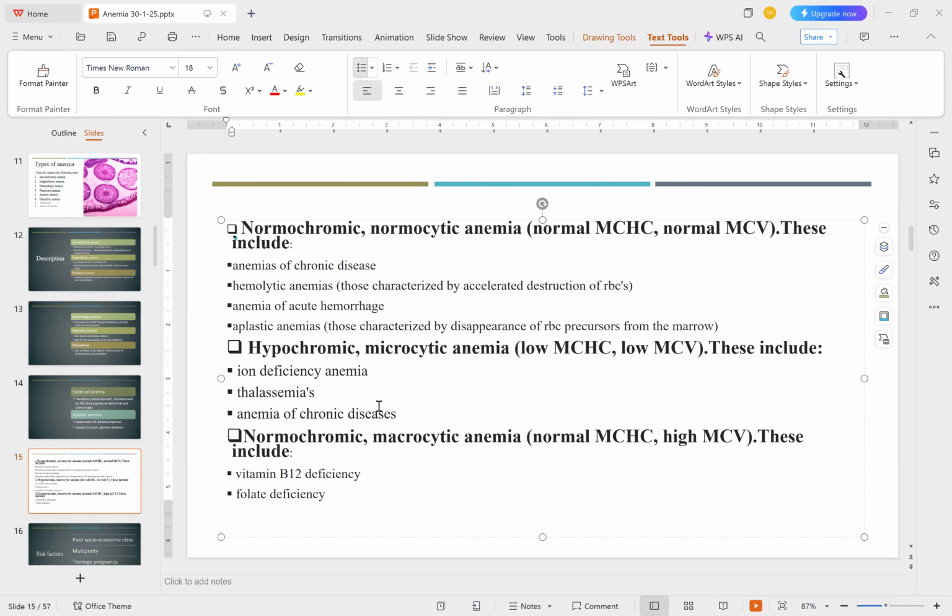Normochromic macrocytic anemia: normal MCHC, high MCV. This includes vitamin B12 deficiency and folate deficiency.